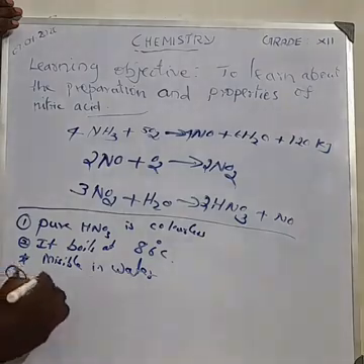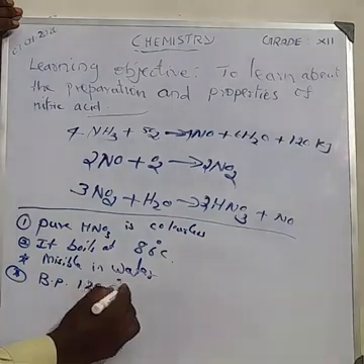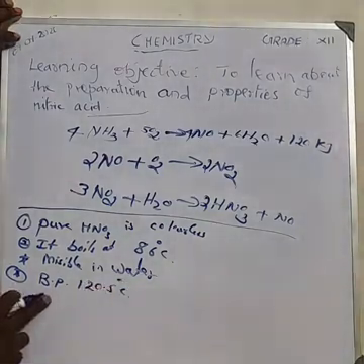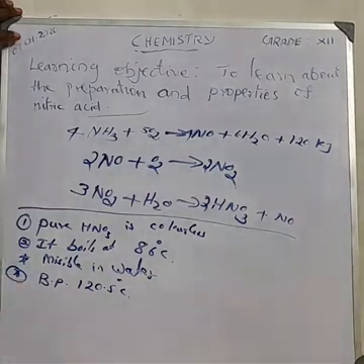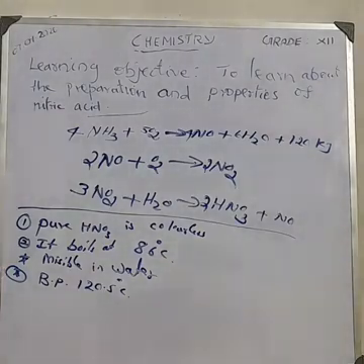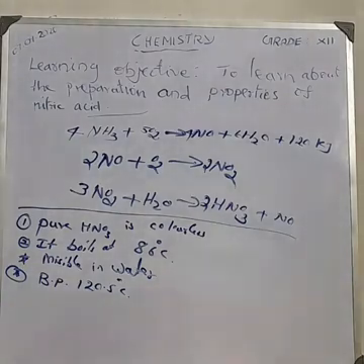Next one. The boiling point is about 120.5 degrees Celsius. What is the boiling point of nitric acid? 120.5 degrees Celsius. These are the important points of physical properties of nitric acid. Only 2 or 3 points is enough. What is the first one? Pure nitric acid is colorless. It boils at 86 degrees Celsius, and the boiling point of nitric acid is about 120.5 degrees Celsius. And it is miscible in water.